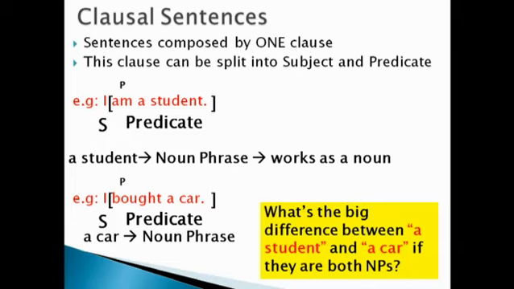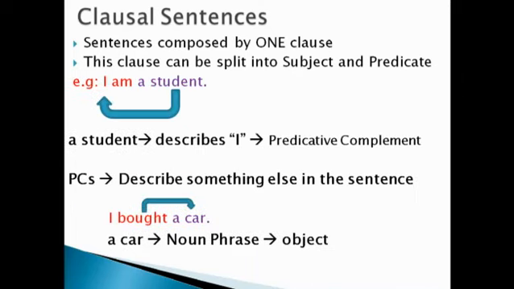In "I bought a car," "I" is the subject, the pronoun "I," and "bought a car" is the predicate. "A car" is a noun phrase, and "bought" is in charge of the predicate, in charge of what I bought. Okay. Now, what's the big difference between "a student" and "a car" if they are both noun phrases?